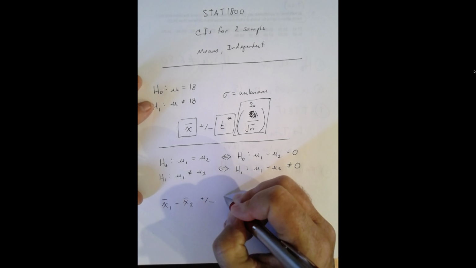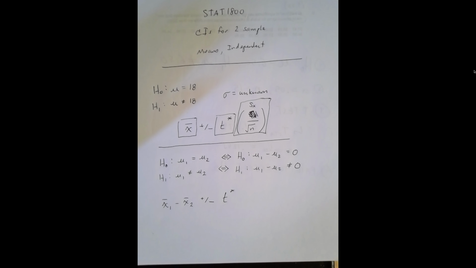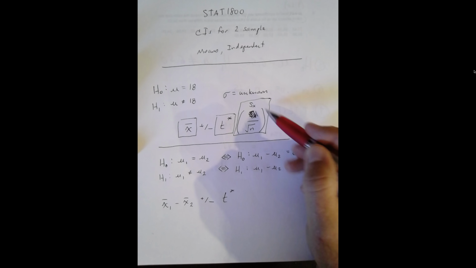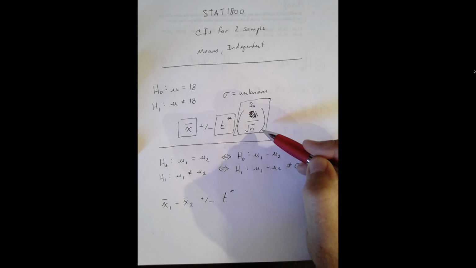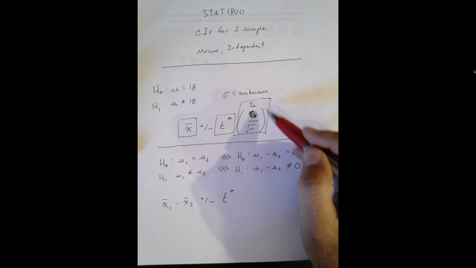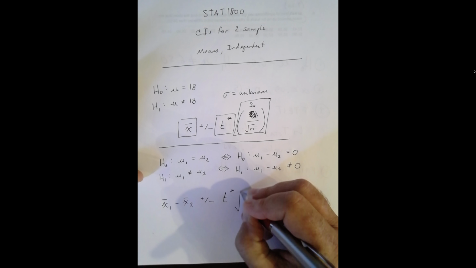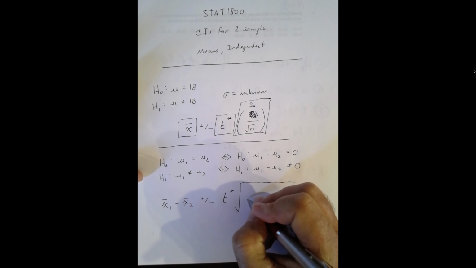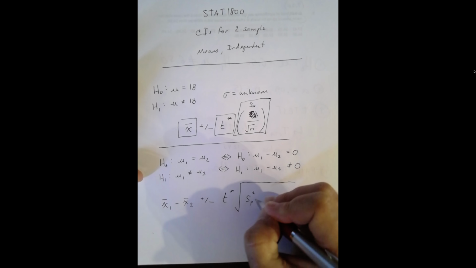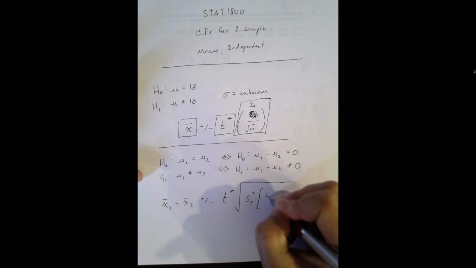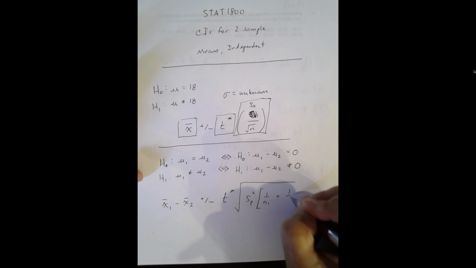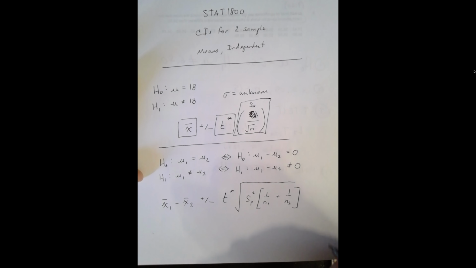We're using the t distribution, so we would use t critical. Now, the hard part is this part right here. But really it isn't, right? If you watch the previous video, this is just the standard error, and we know that the standard error is just the square root of the pooled variance times (1 over n1 plus 1 over n2).